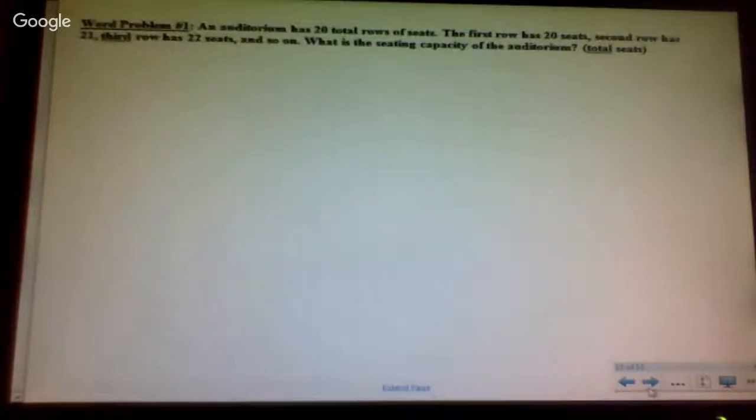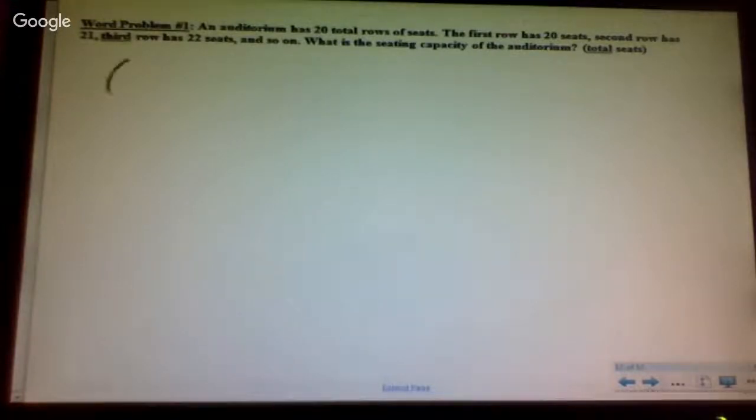All right. Why do we do all this? Well, here's some word problems that you might see on your test that goes along with this section. We have an auditorium that has 20 total rows of seats. The first row has 20 seats. The second row has 21. The third row has 22, and so on. What is the seating capacity of the auditorium? What is the total amount of seats there?